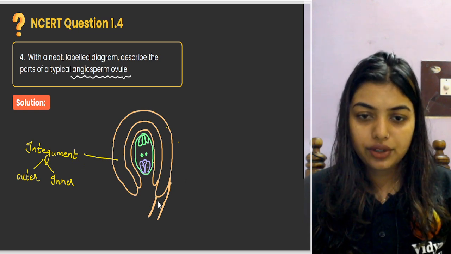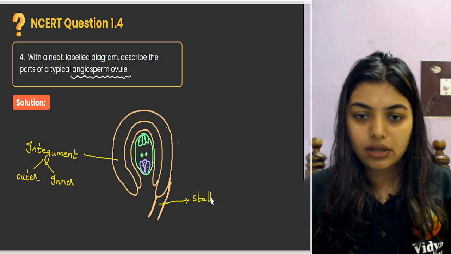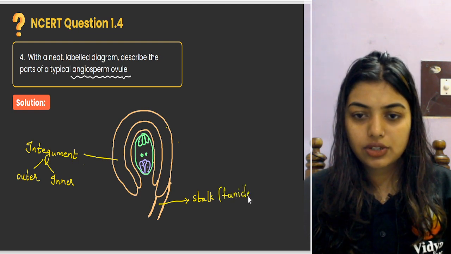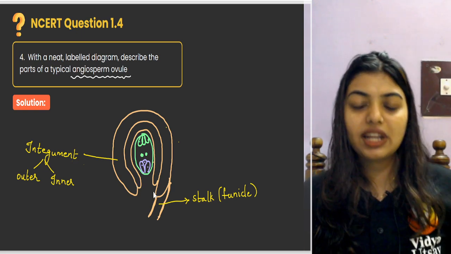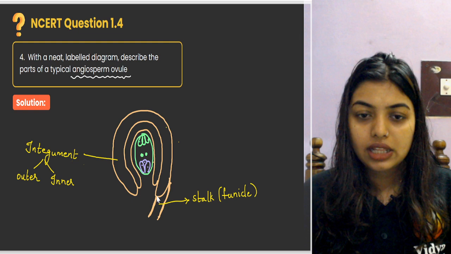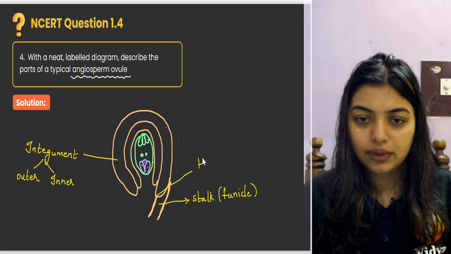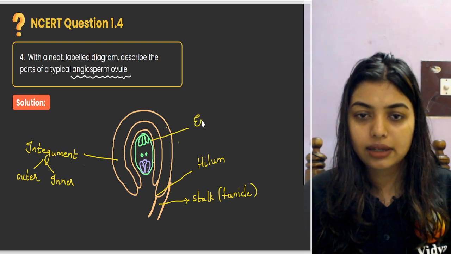Now if I go here you can see a stalk-like structure called the funicle. Now look at the portion where the funicle and the ovule are attached. This attachment is called the hilum. And in between, what is there? This is the embryo sac. This is the most important, that's why we are studying the ovule.